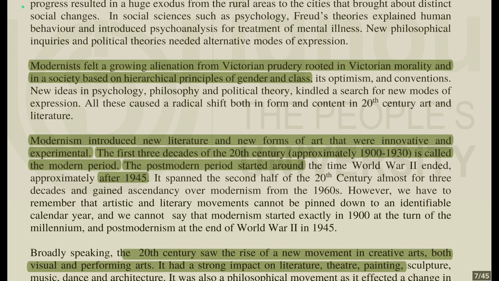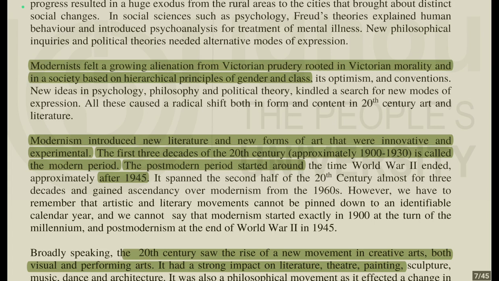Okay, modernism introduced new literature and new forms of art that were innovative and experimental. Now, again, we've read about this already. So, what they're again saying is that modernism introduced new literature. Now, we're particularly talking about literature, and art is in the next half of this line. But the first half of the line particularly talks about literature. So modernism introduced new literature, and new forms of art as well that were innovative and experimental. Innovative means that were very new.